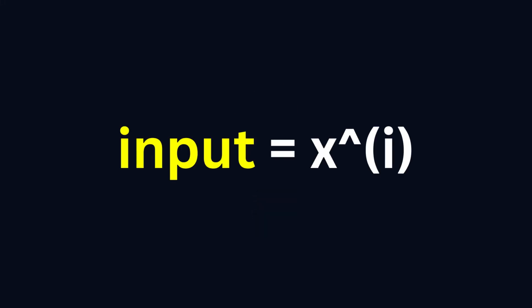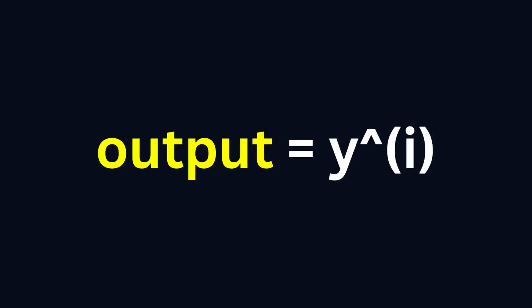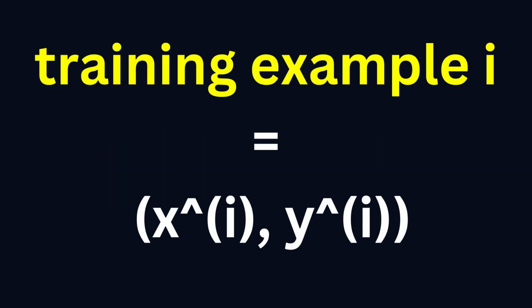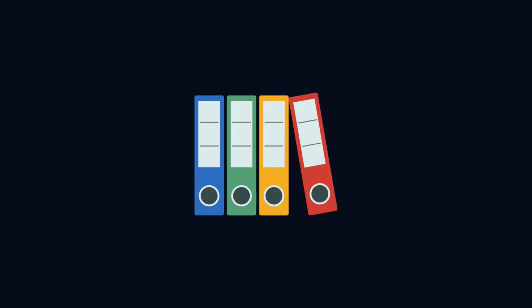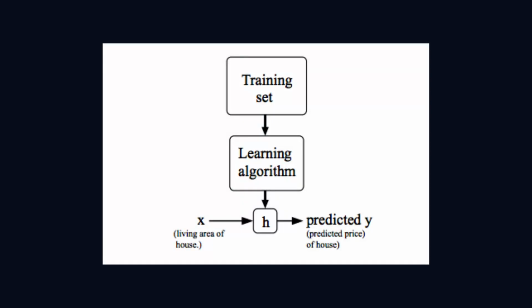To represent our model, we'll use symbols like x to the power of i for input and y to the power of i for the output. So the pair x^(i), y^(i) represents the ith training example. Using this dataset, we want to create a hypothesis, which is a function that takes an input x and gives us a good guess for the output y.